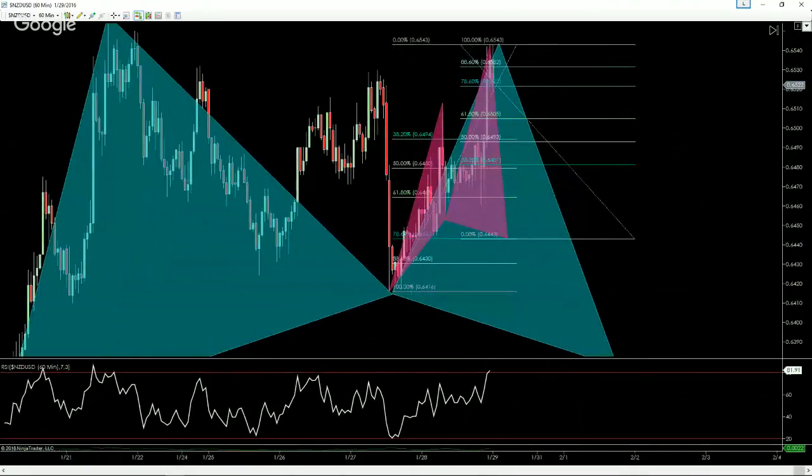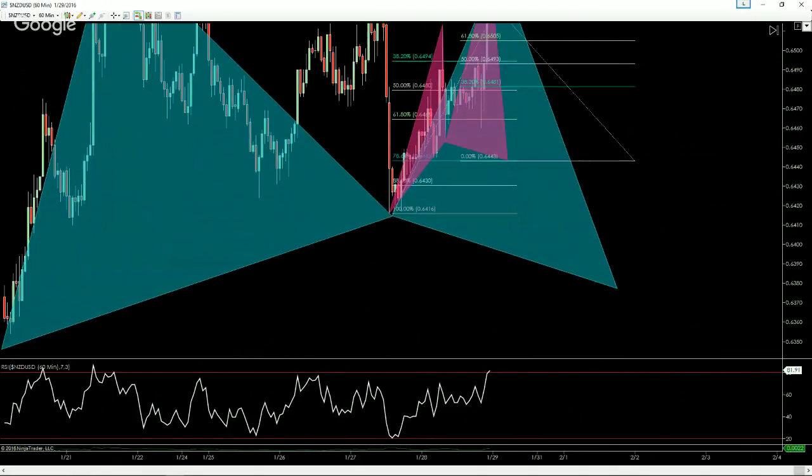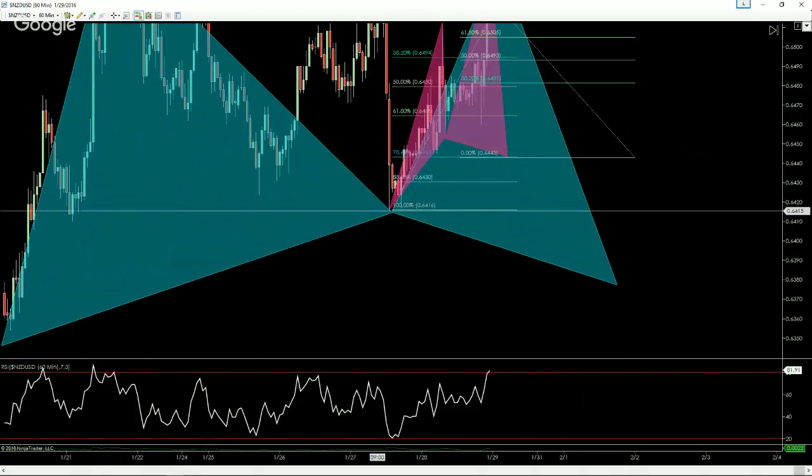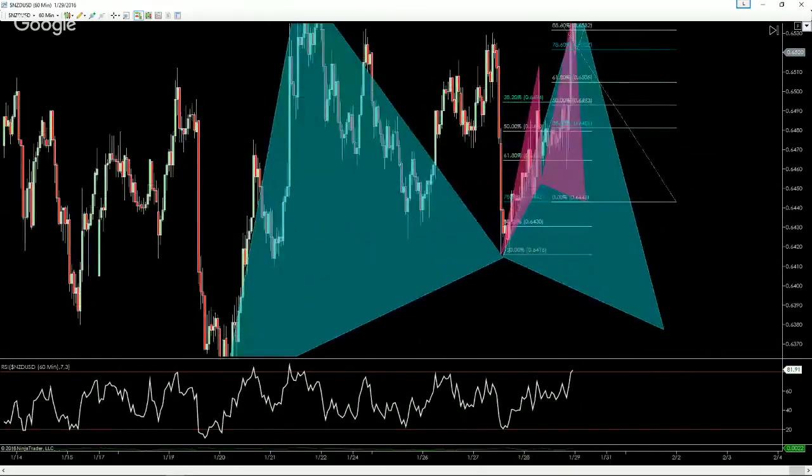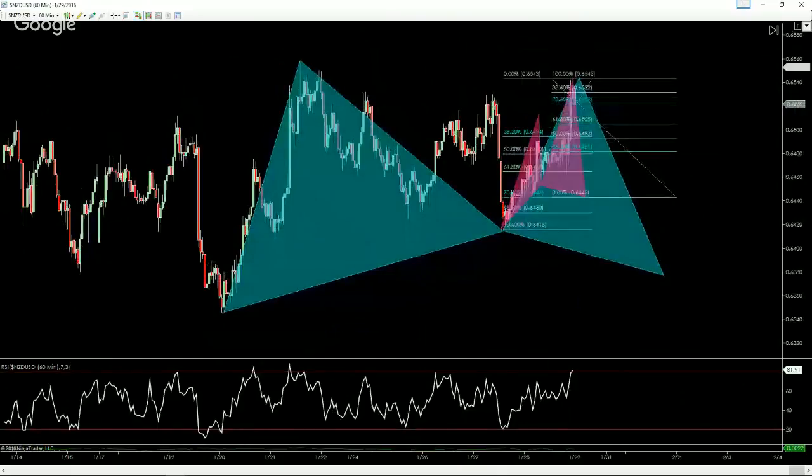You could take both patterns. One can complete and can definitely hit your first and second targets and still be valid, or it could stop you out, and the bigger Gartley would still be a valid pattern that you can take advantage of afterwards.